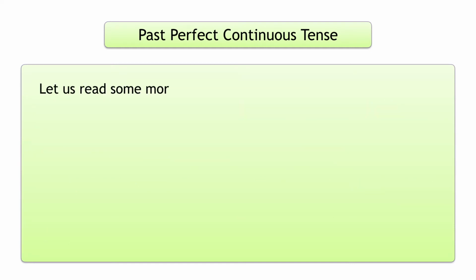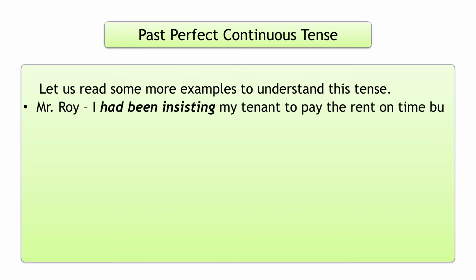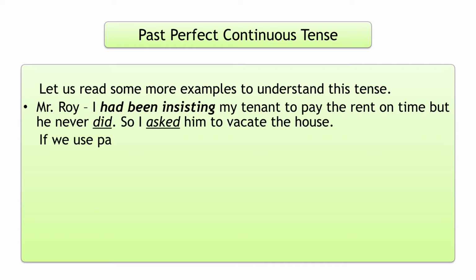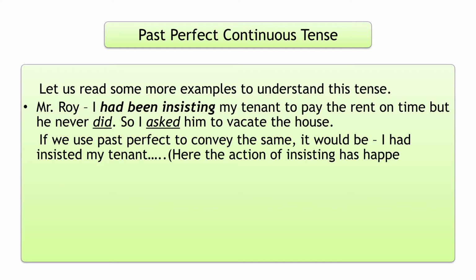Let us read some more examples to understand this tense. Mr. Roy says, "I had been insisting my tenant to pay the rent on time, but he never did. So I asked him to vacate the house." If we use past perfect to convey the same, it would be "I had insisted my tenant." Here the action of insisting has happened once.